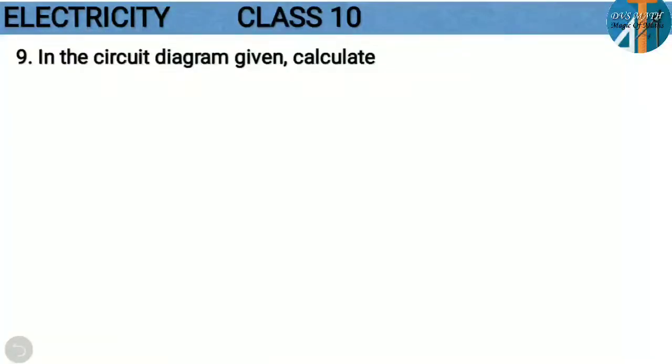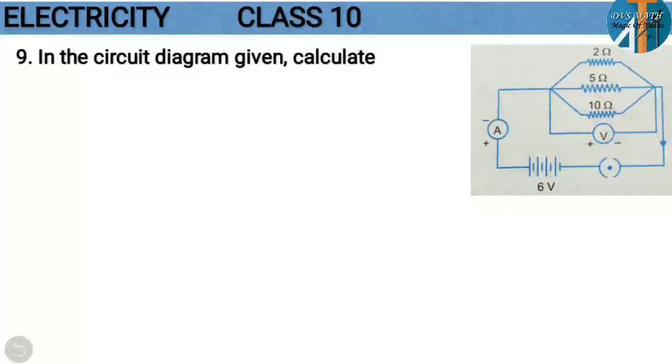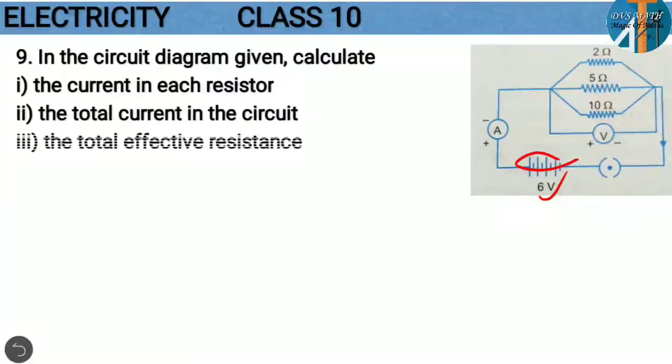In the circuit diagram given, observe the circuit diagram: all three resistors are connected in parallel to a battery of 6 volt. The question is to calculate the current in each resistor, the total current in the circuit, and the total effective resistance. The current in each resistor, as you all know, varies in parallel.